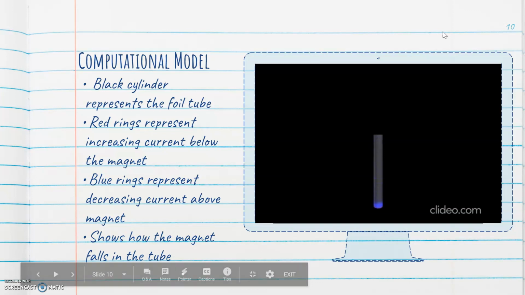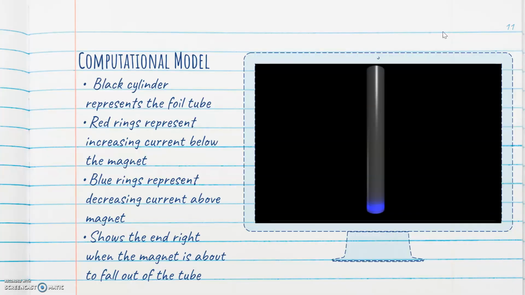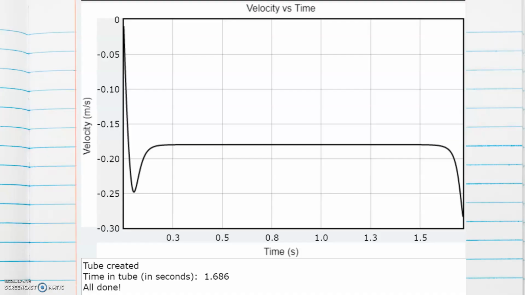The black cylinder represents the aluminum foil tube, the red rings represent the increasing current below the magnet as it falls, and the blue rings represent the decreasing current above the magnet as it falls. It shows how the magnet falls through the tube. And then at the end, this is the image of it, and it shows right before the magnet is about to fall out of the tube, when you just have the current above.